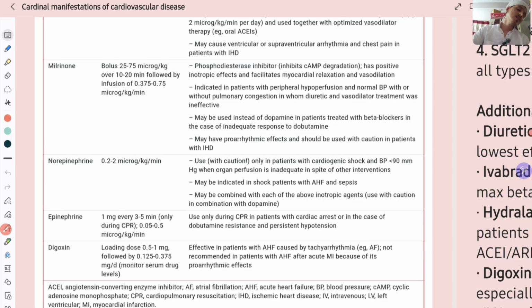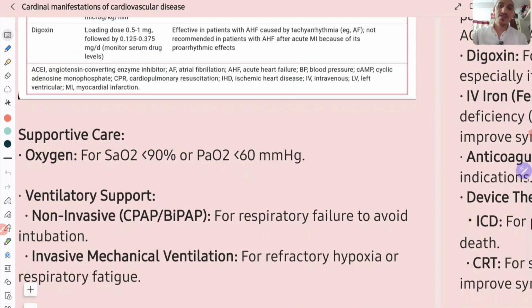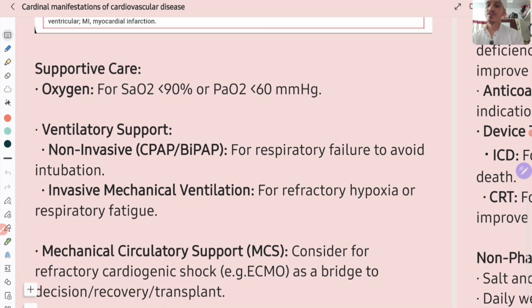That's about the inotropes, which increase the contractility of the heart. Vasopressors, which increase the BP. Okay, and then digoxin. We will move forward. So this is the supportive care which you will give in a patient with myocardial infarction.